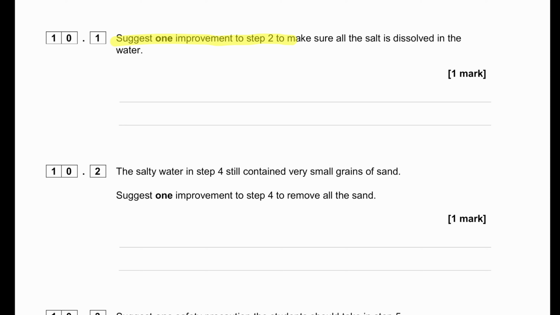Suggest one improvement in step 2 to make sure all the salt dissolved in the water. So we can do some stirring. Stirring will dissolve the salt properly in the water. So we can either heat and stir, or both of them. So we'll either heat the solution, or we'll say stir.